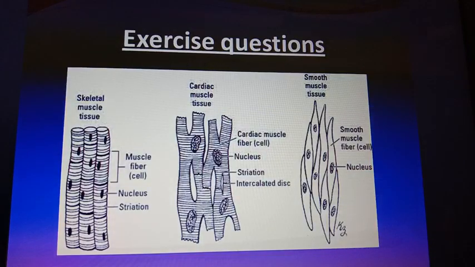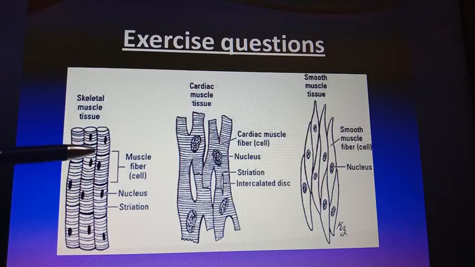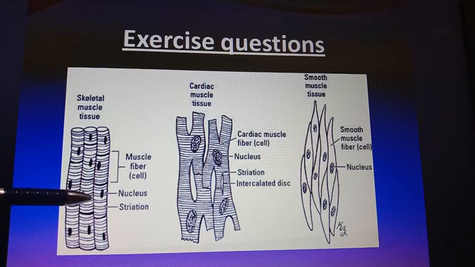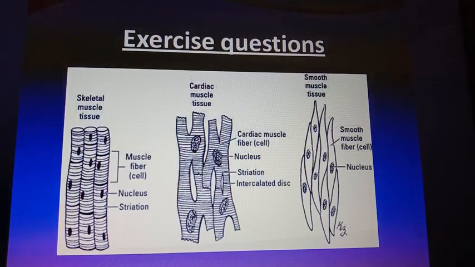So here is the labeled diagram of the three types of muscular tissue. First is skeletal muscle tissue. Here you can see that parallel fibers are present and light and dark bands are present in a transverse way. These are known as striations. That's why it is also known as striated muscle. And it is multinucleated. That means so many nuclei are present in one fiber. And it is not branching, and it is voluntary.